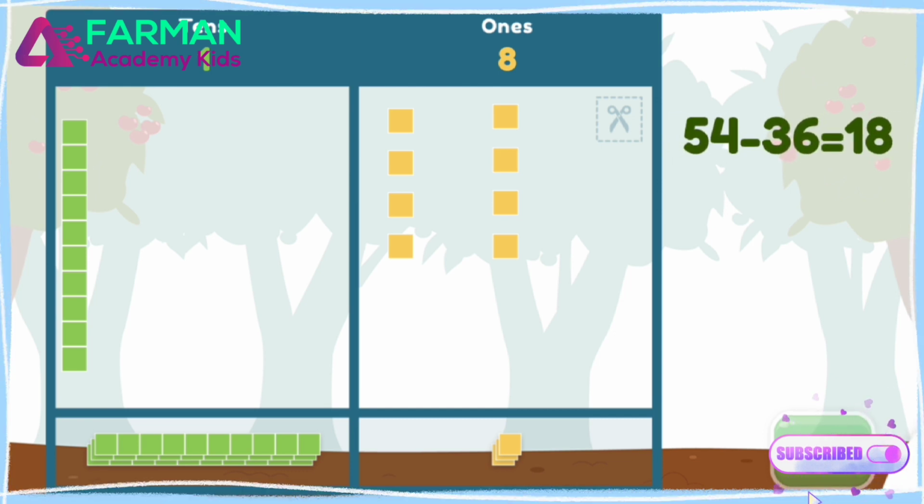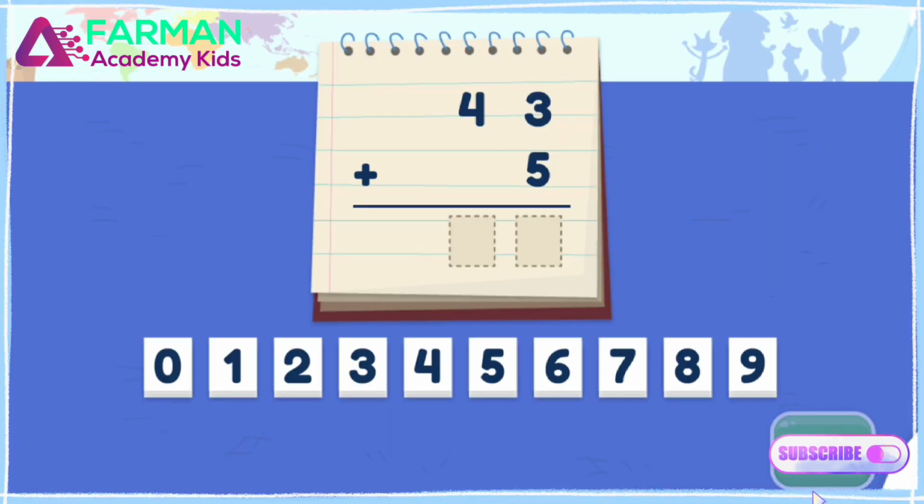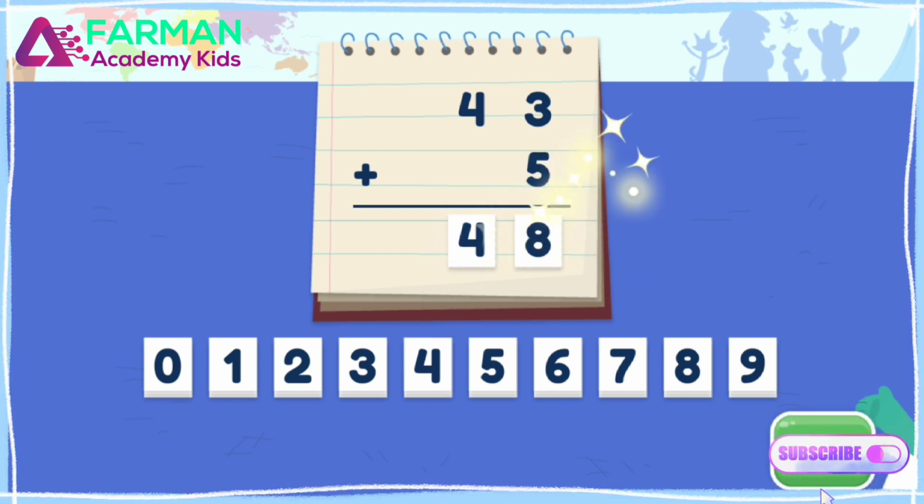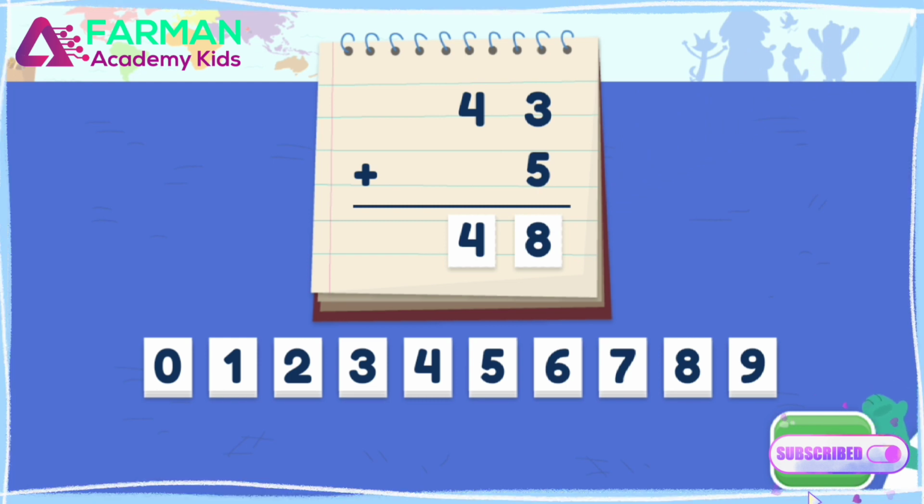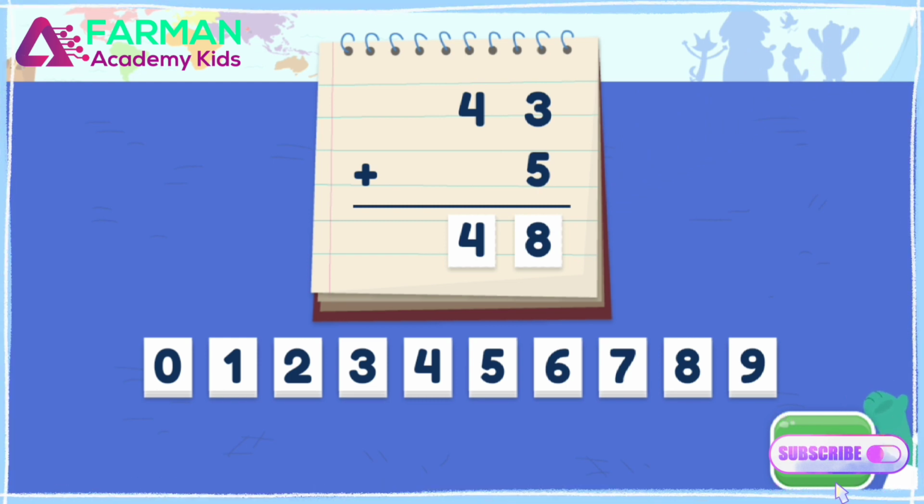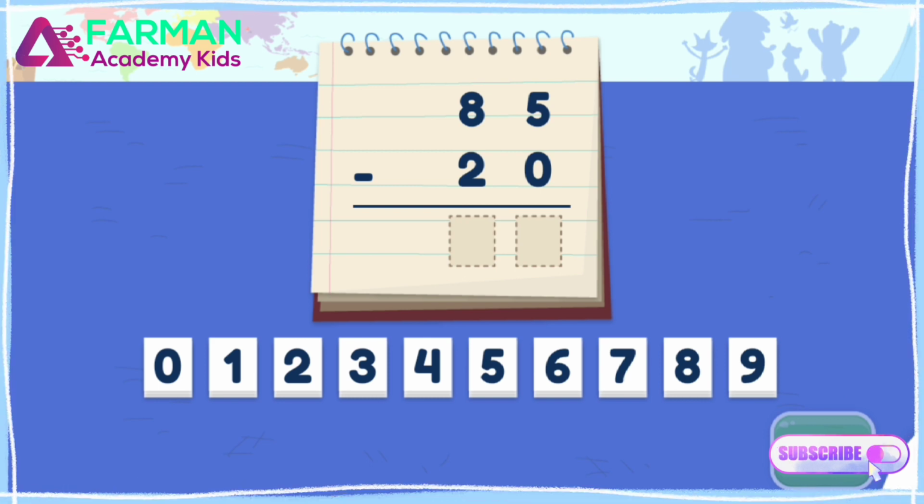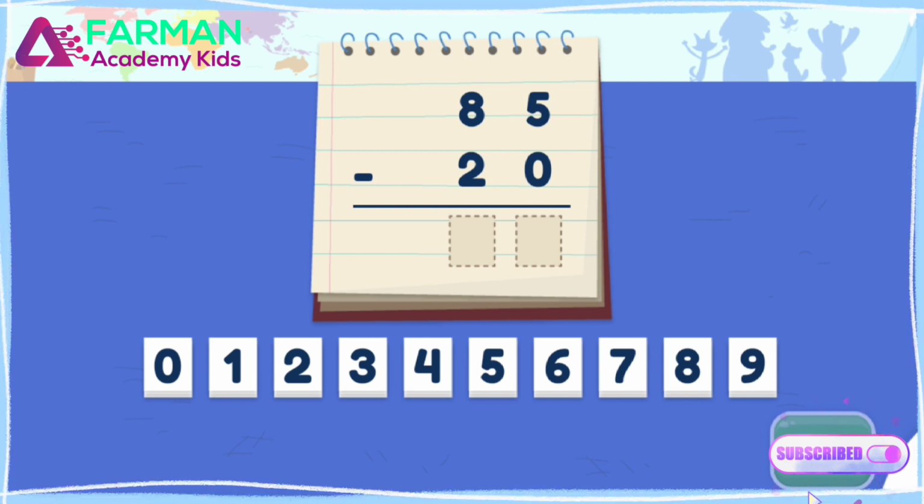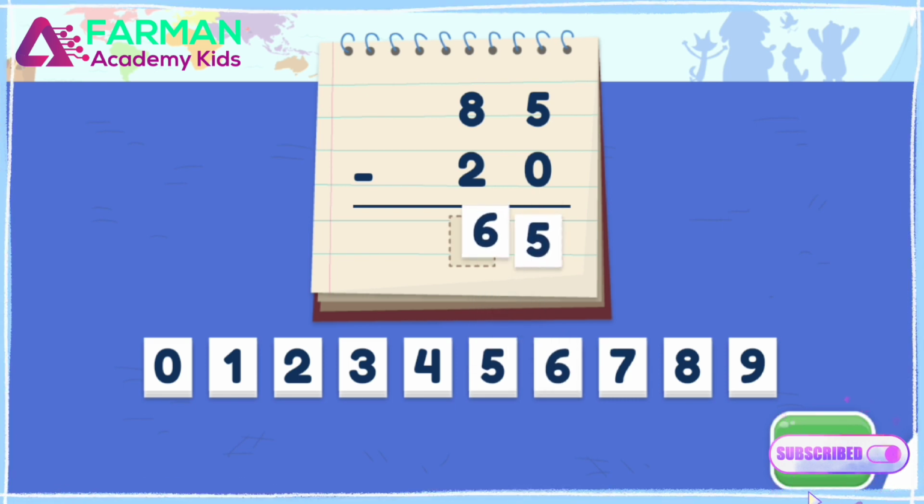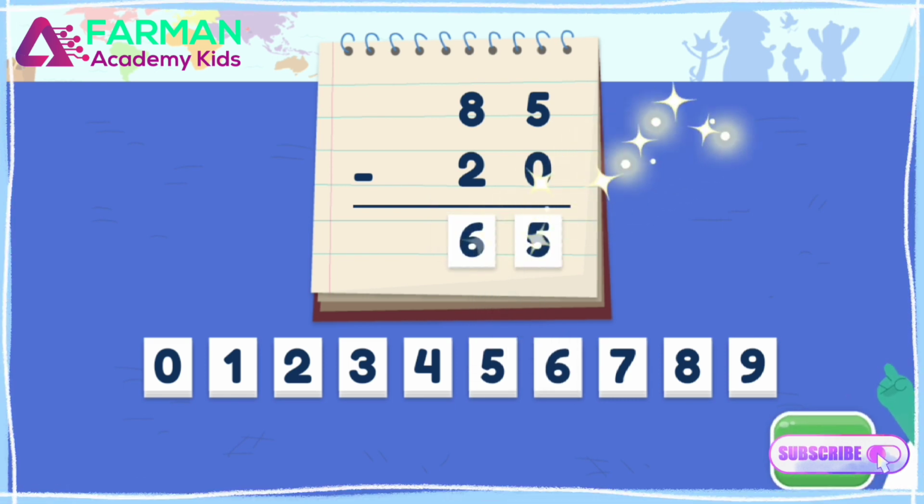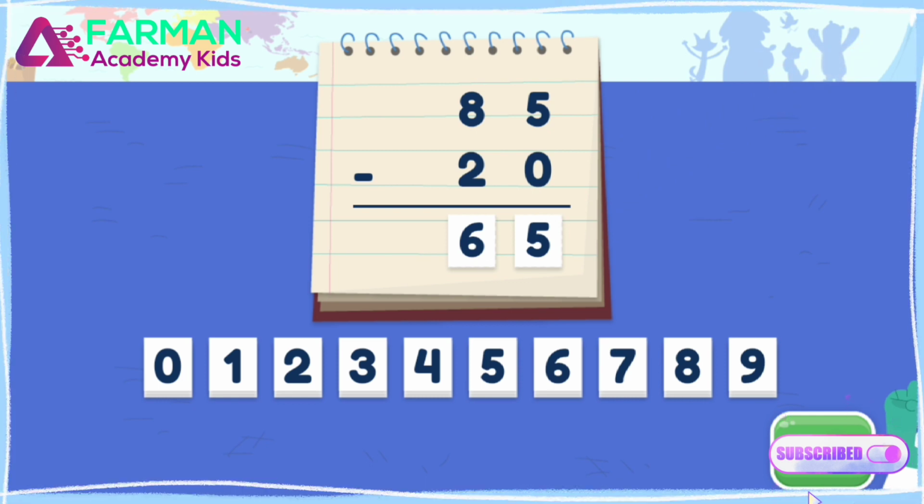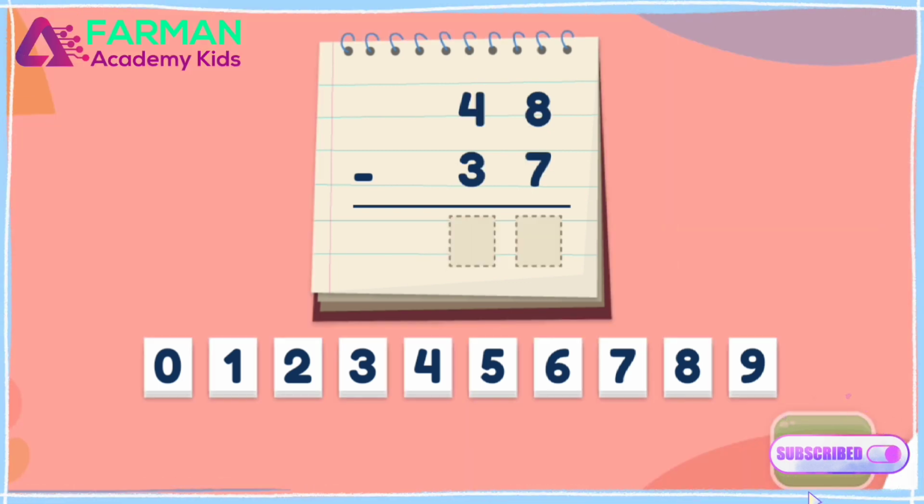Start with the ones place. The top number has 3 ones. Nice! Altogether, there are 8 ones and 4 tens. That makes the number 48. We need to take away 2 tens from the top number. Cool beans! Taking away 2 tens is the same as subtracting 20.